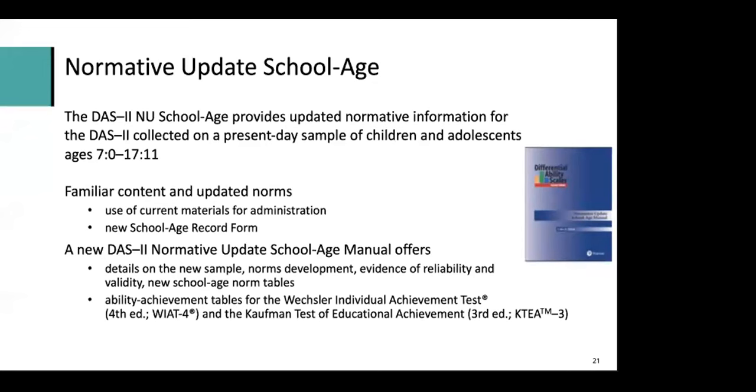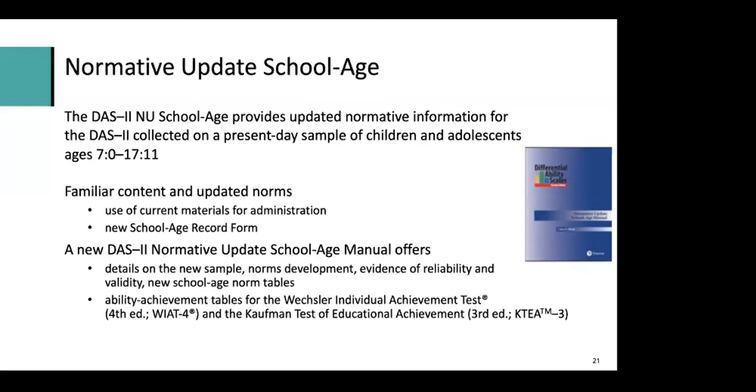Examiners have to be familiar with DOS2 materials, including the DOS2 Administration and Scoring Manual and the DOS2 Introductory and Technical Manual. The DOS2 and U school age items and subtests are administered in the exact same order and under the same administration rules as those in the DOS2 school age battery. All pertinent information for content, structure, administration, scoring, and interpretation of the DOS2 applies to the DOS2 and U.